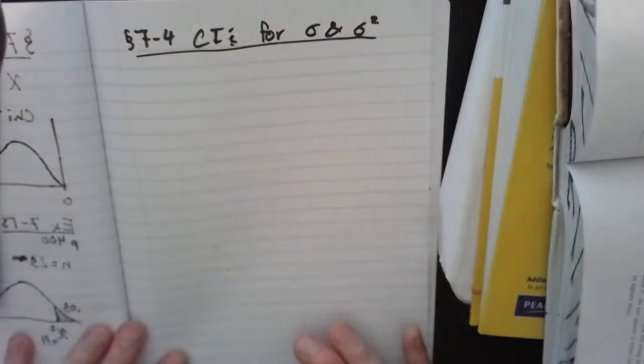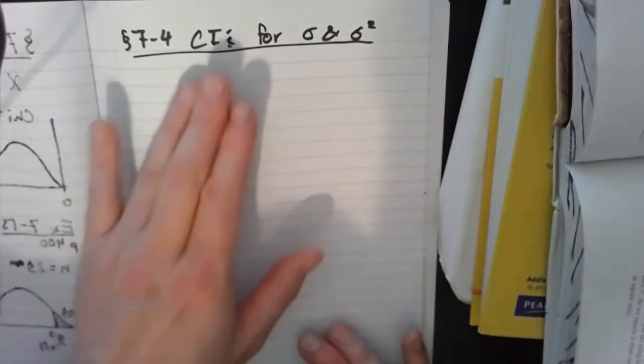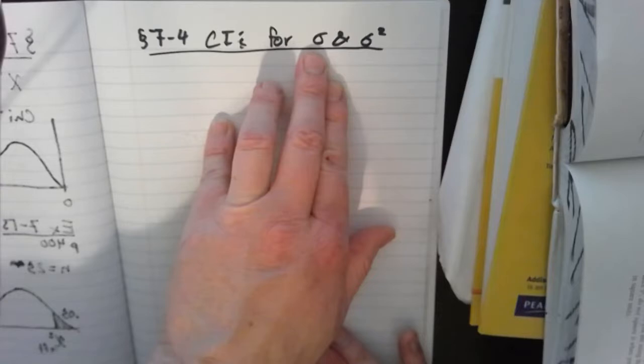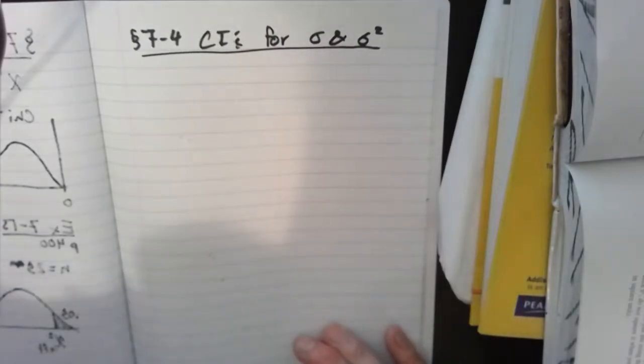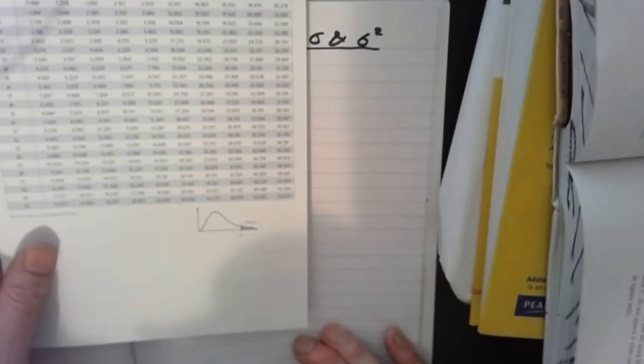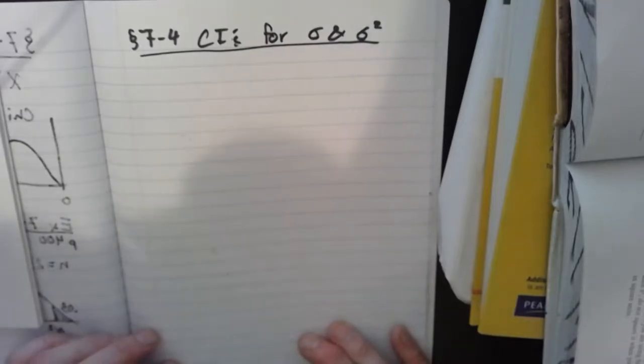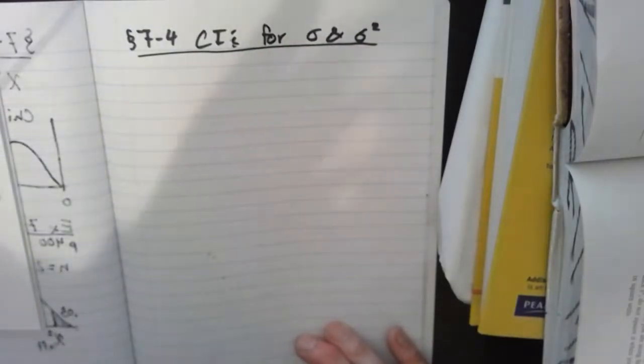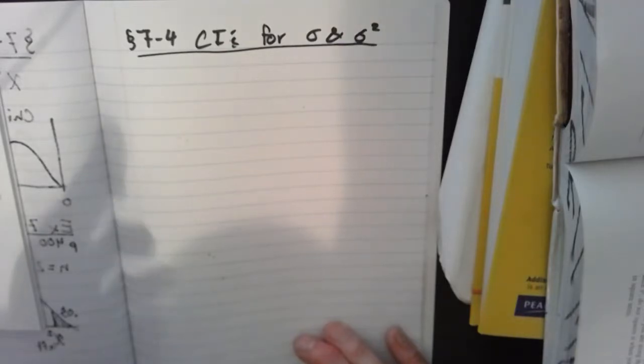Continuing in chapter 7, section 4, on confidence intervals for standard deviation and variance. Not only are we going to be using a new distribution, the chi-squared distribution, but the way that we go about forming our confidence interval is going to be a little bit different, right? Not only is the formula itself going to be different, but the overall structure of it, or the way that we can go about thinking of it, is distinct.